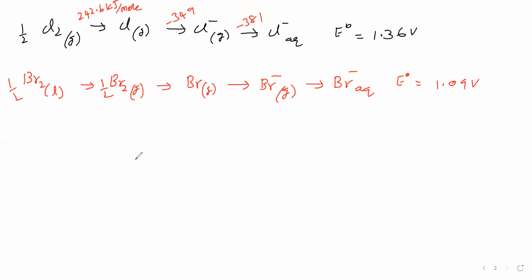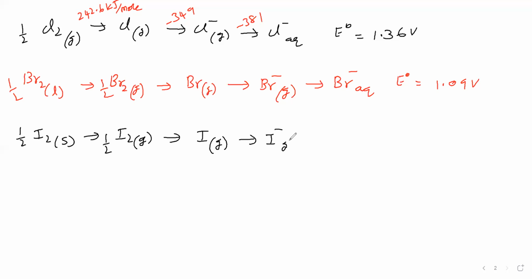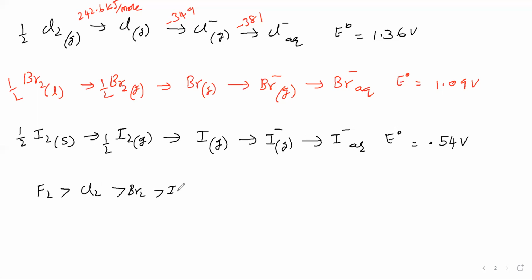Next, we will take iodine. Iodine is in solid state. That we will convert into gas, then dissociate into atoms, then convert into I minus, then hydration. For this, E naught is 0.54 volt. Therefore, we can say that the oxidizing power of F2 is greater than Cl2, Cl2 is greater than Br2, and Br2 is greater than I2.